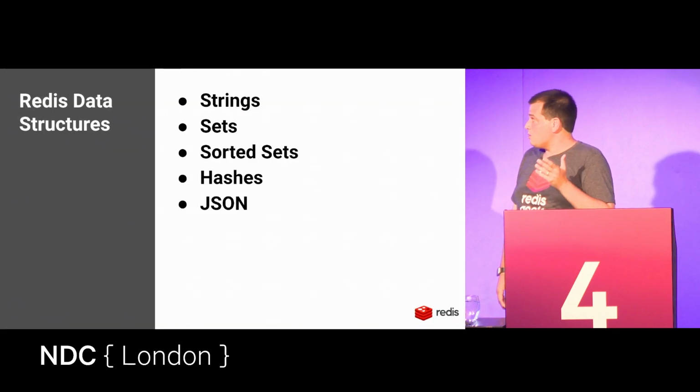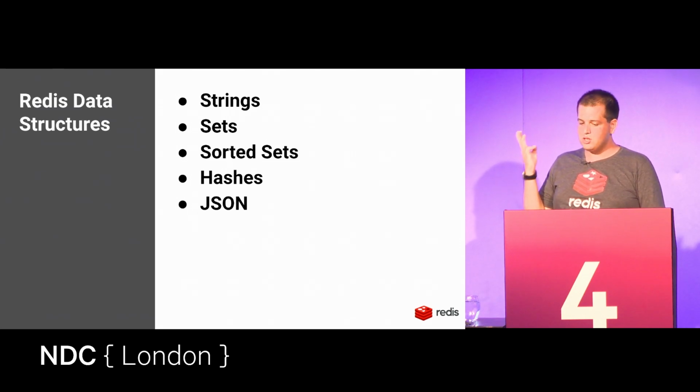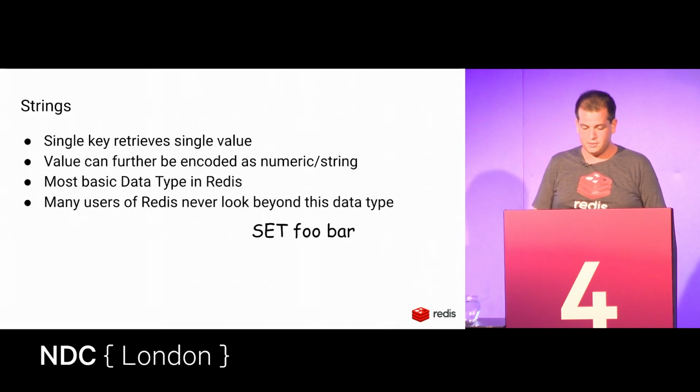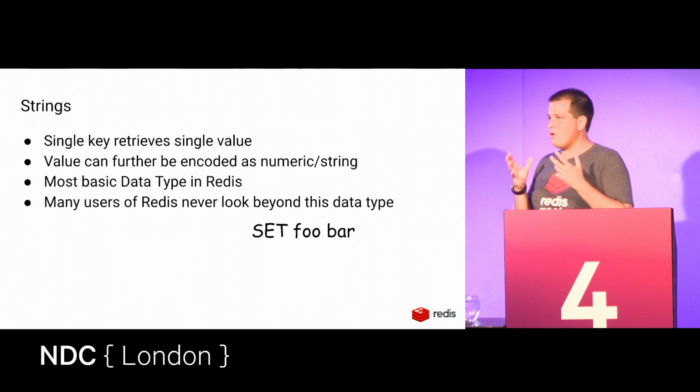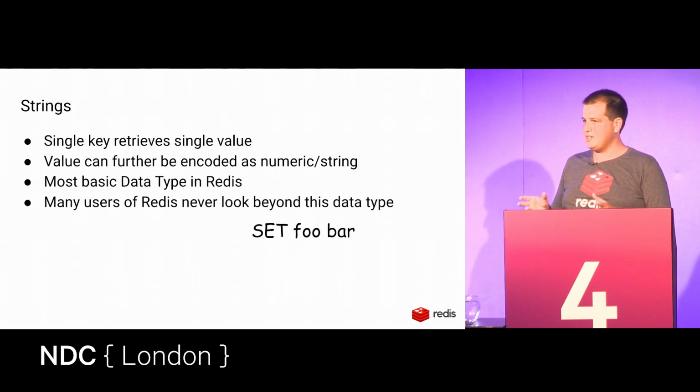So Redis is a composition of different data structures. There's 5 that are really important to talk about in context of this talk. There's strings, sets, sorted sets, hashes, and JSON. And there's more than this, but these are the 5 that are really important in context for us. So strings, they are a very simple data structure. They're a single key that retrieves a single value in Redis. And that value can be further encoded to numerics or strings, and it's the most basic data type in Redis.